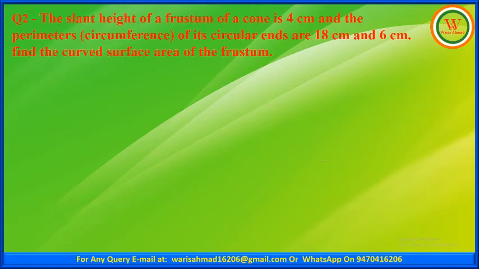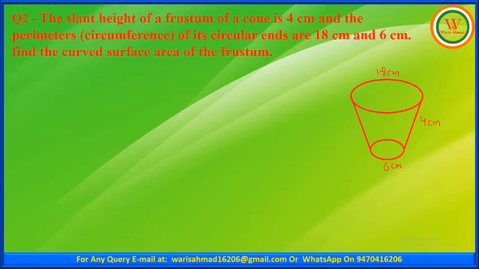In this question, it is given that the slant height of the frustum of cone is 4 cm. So first of all, let us consider a frustum of cone whose slant height is 4 cm. Here we can write the slant height of this frustum is equal to 4 cm, or we can say this is the value of L. The perimeters or circumference of its circular ends are 18 centimeter and 6 centimeter. Suppose the circumference of the upper end I have taken 18 centimeter, while the circumference of the lower end I have taken 6 centimeter. These two are the circumferences of the upper and lower end.